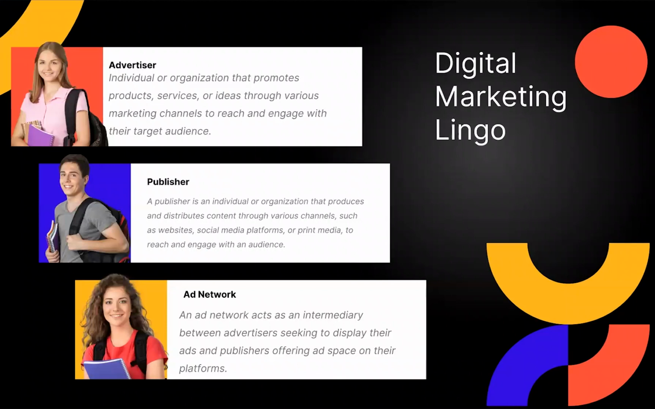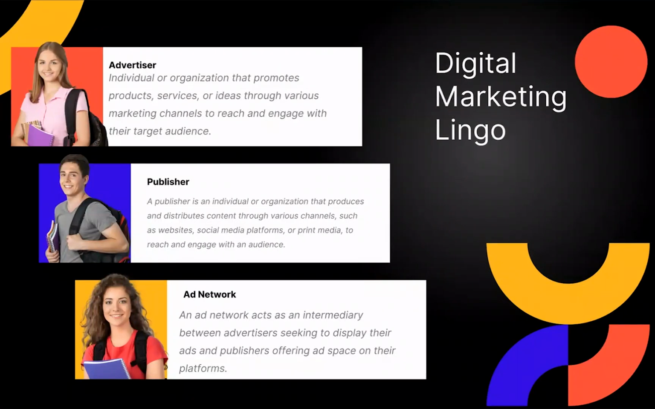Now we have what you call publishers. A publisher is an individual or organization that produces and distributes content through various channels, such as websites, social media platforms, or print media. I'll give you an example. For example, I have a business and I want to run a campaign on YouTube. When I run a campaign on YouTube, I myself am what you call an advertiser. I'm an advertiser on YouTube. And then my campaign is going to show on a particular video on YouTube. The person who owns that video, the creator who created the video on YouTube, is what you call a publisher. They're the one publishing the content.